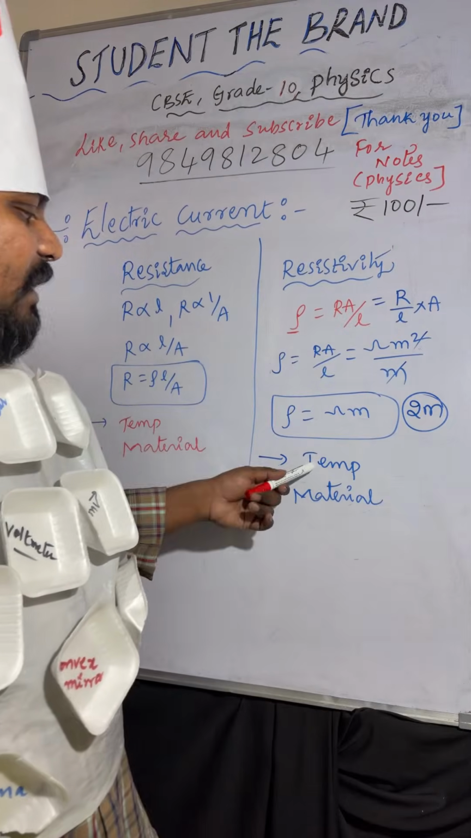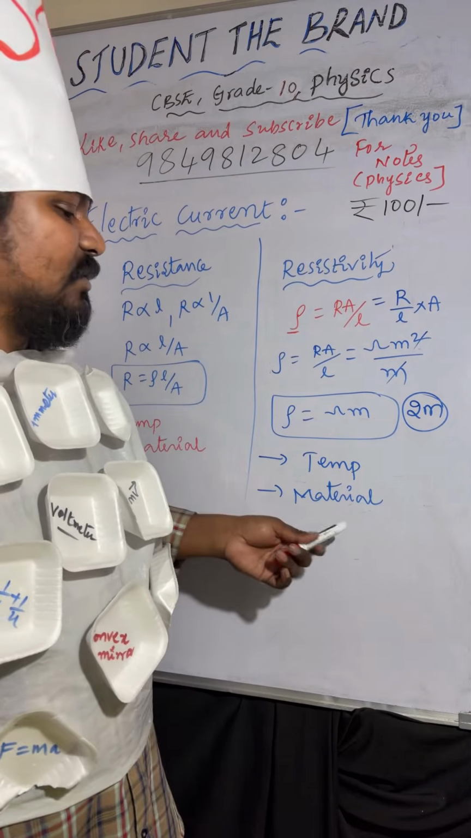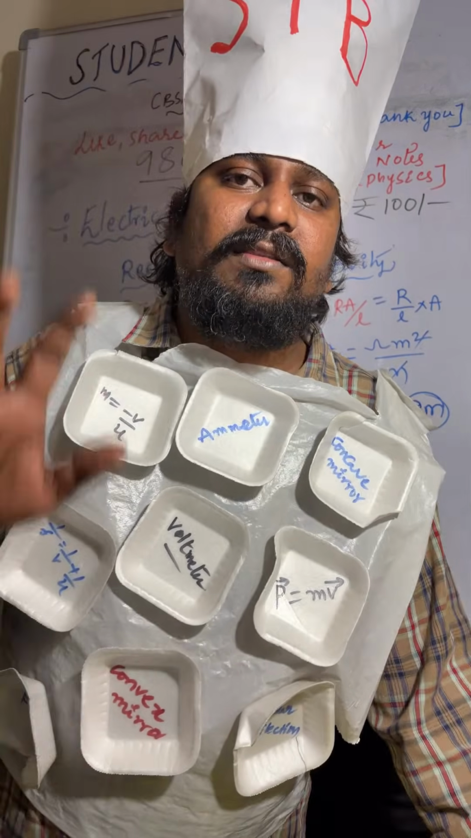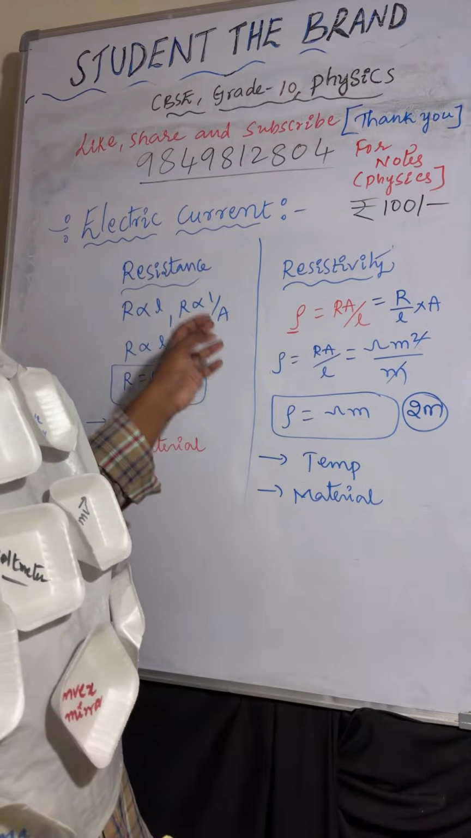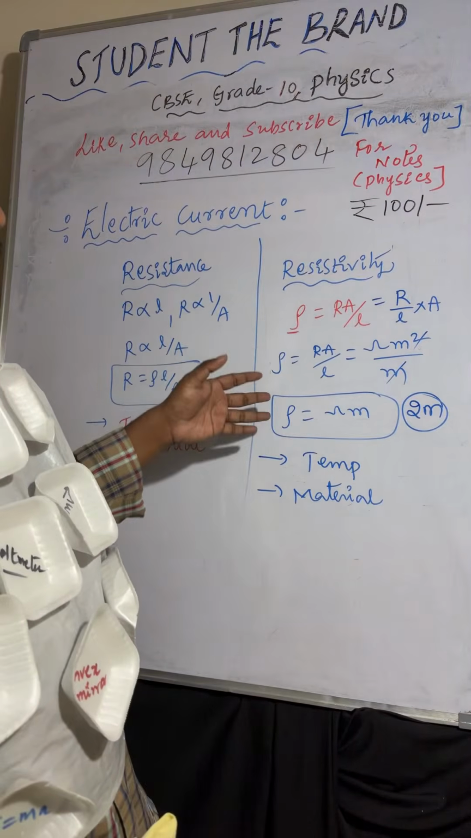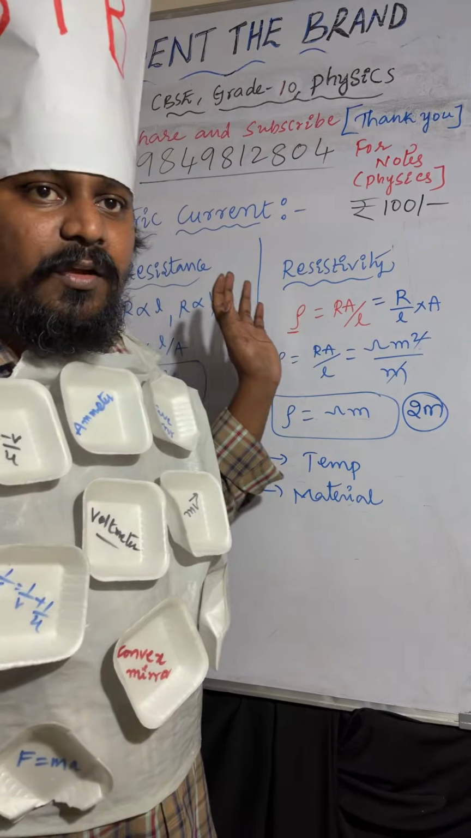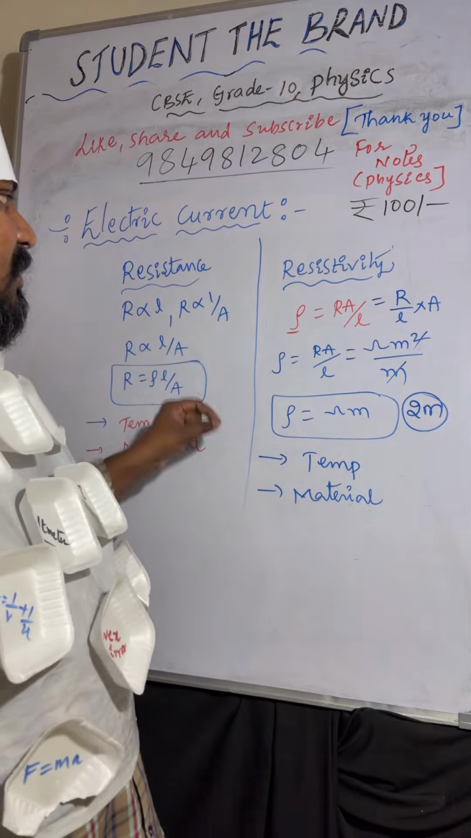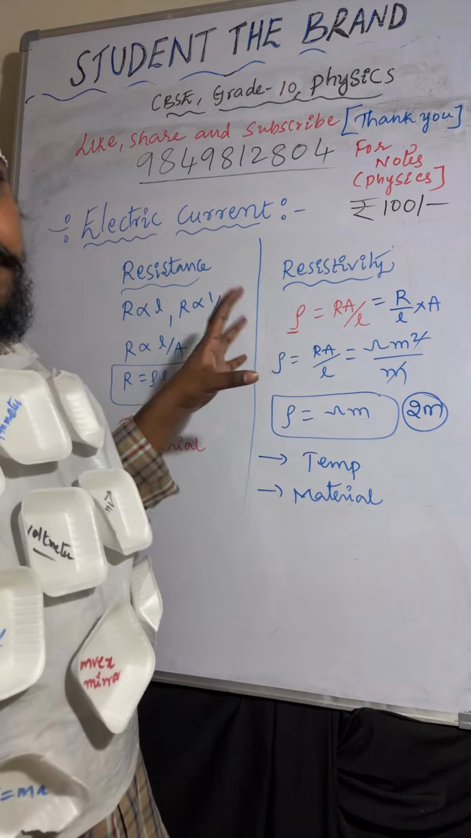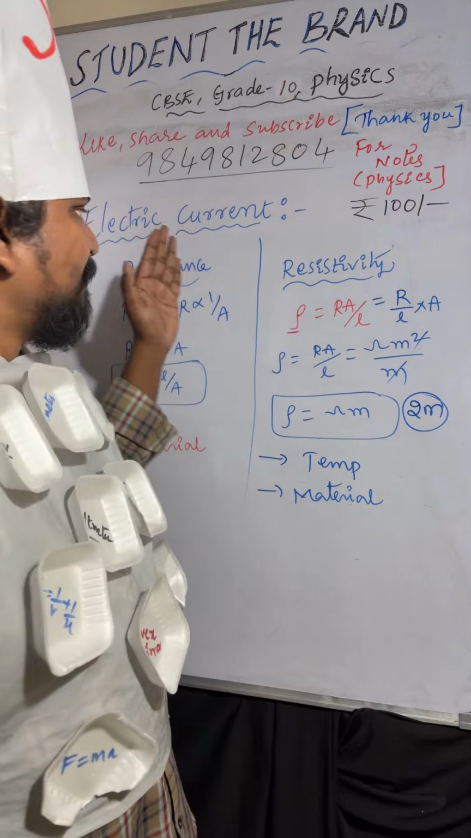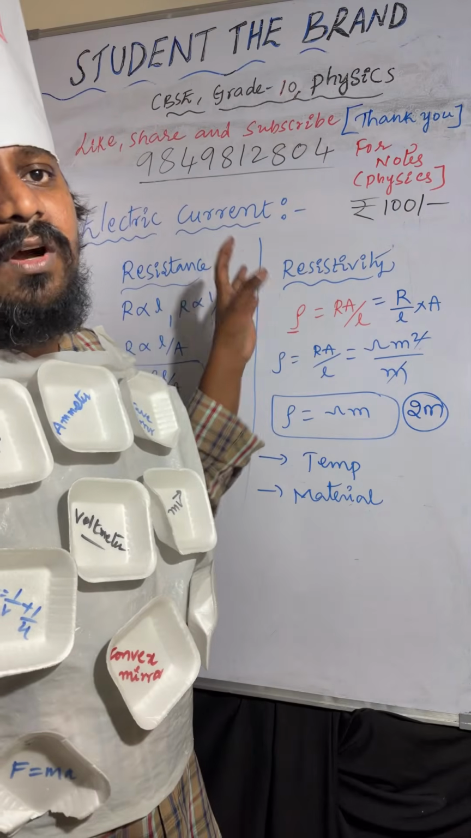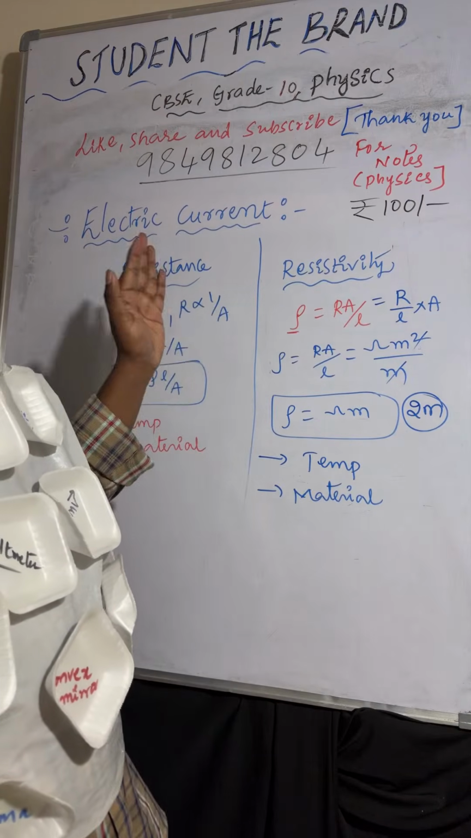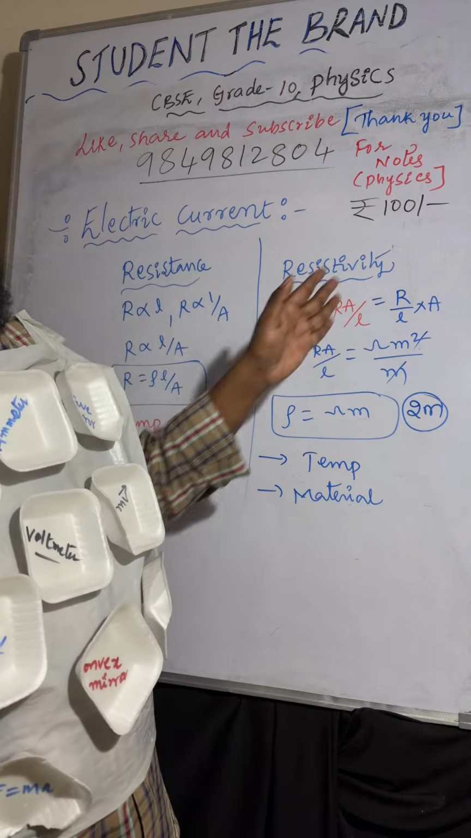So resistivity depends on temperature, and resistivity also depends on the material of the conductor. So this is a very important 3 marks question. All are very important. Make sure that you learn all these points, because it will be useful. Each and every formula, each and every definition is very important, especially the difference between resistance and resistivity. Make sure that you are practicing these points. So that is resistance and resistivity.